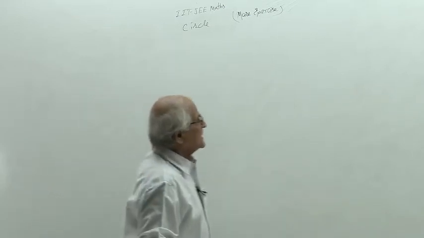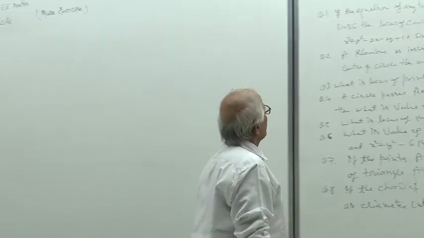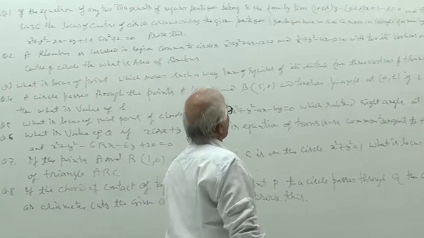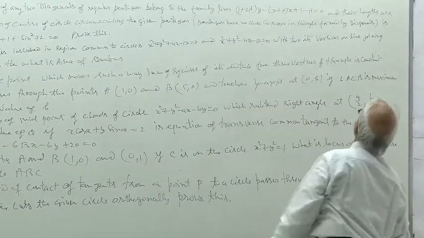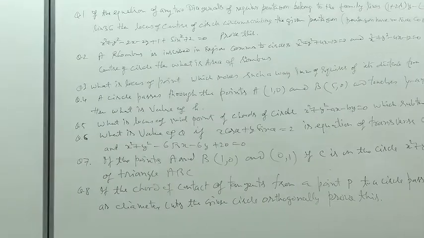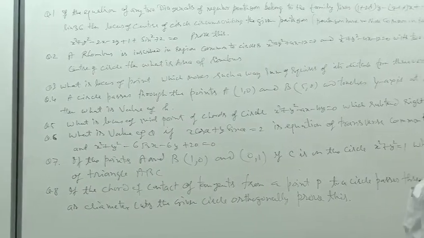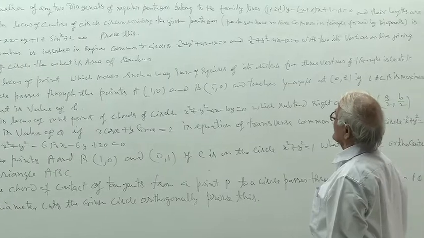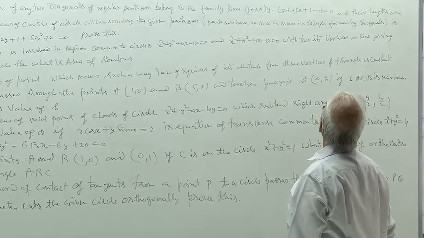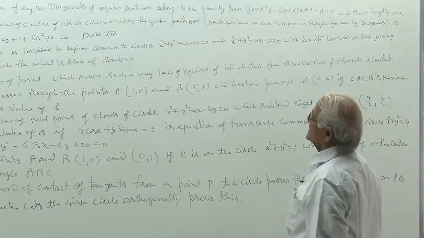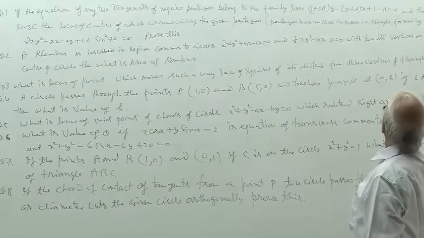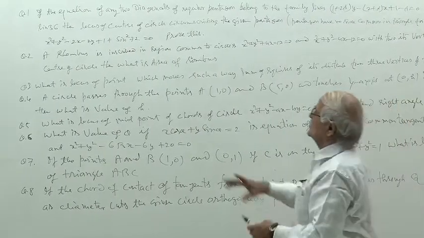Now first is: if the equations of any two diagonals of a regular pentagon are given, and their lengths are sin 36, find the locus of the center of the circle circumscribing the given pentagon, where the pentagon has no side common in the triangle formed by the diagonals with the pentagon.